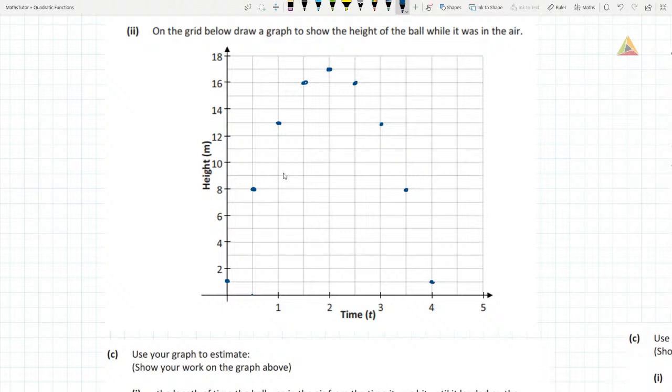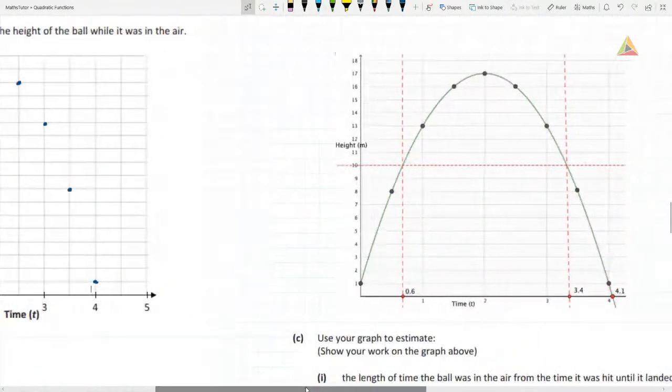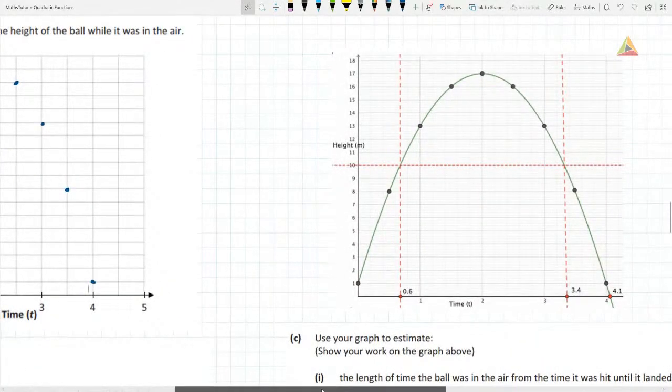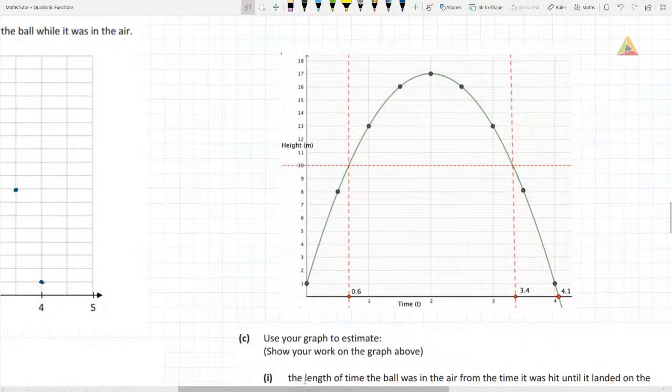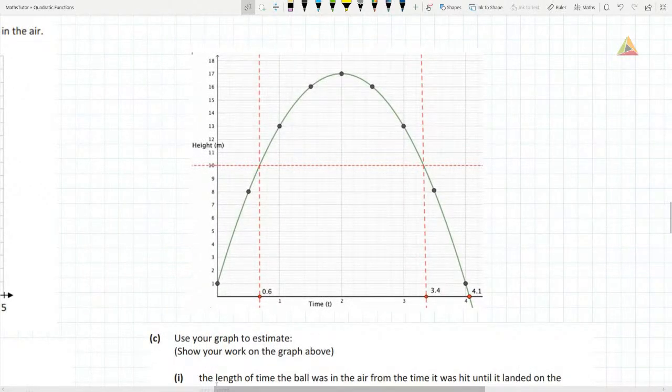The next part, part C, is going to ask me to use that graph. So we're going to have our answer here again. This is what our smooth graph would look like when we plot it and join them all together. The red lines are going to be the answer for the next 2 parts of this question. So the next 2 parts of this question say use your graph to estimate, and you have to show your workings on the graph. So there has to be workings on this graph to be able to say this is where my answer is coming from and this is the answer that I got.